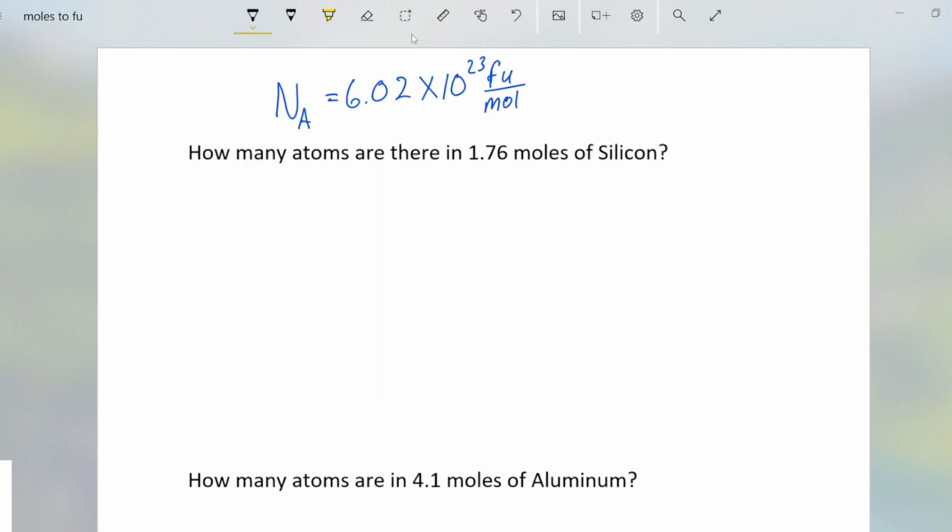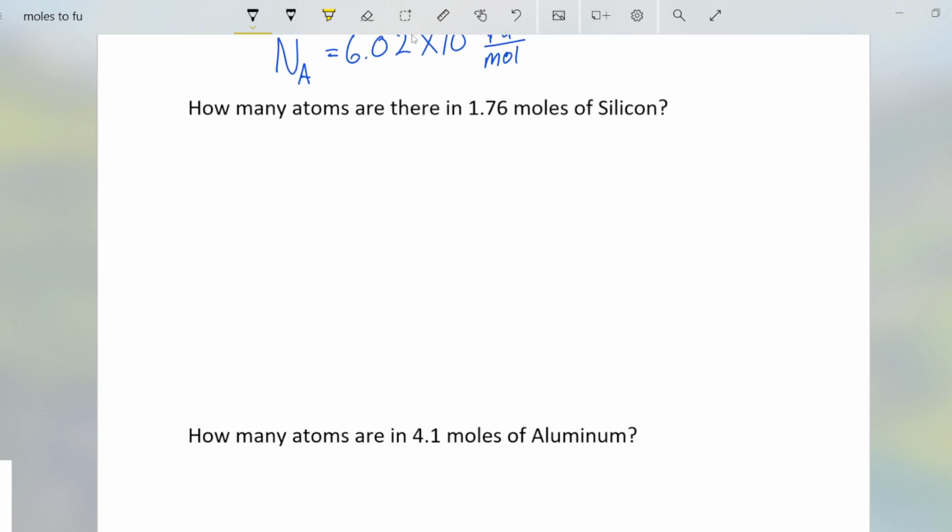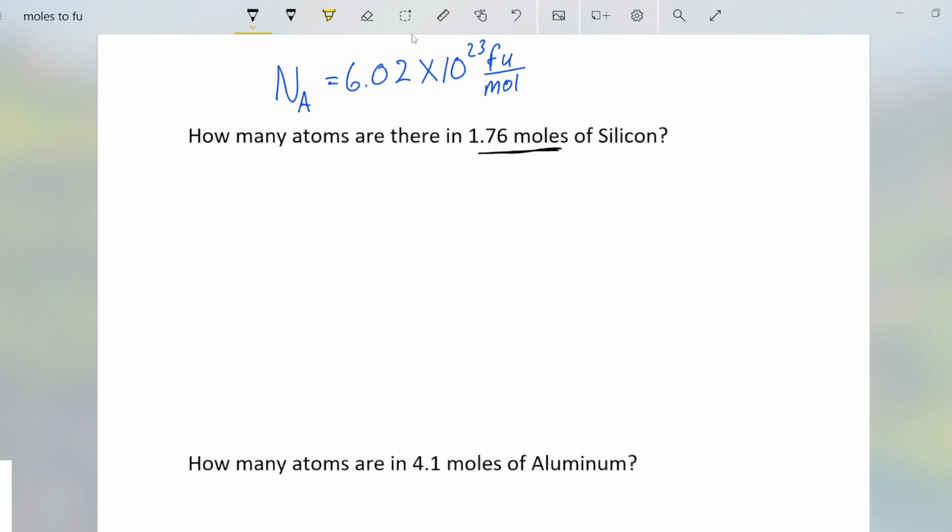So, to do these problems, the first thing we need to do is look at what we have. We have 1.76 moles. And what we want are these formula units, or in this case, they'll be atoms, because silicon, like I said, is a pure substance, or just elements. So at first, I will write out my 1.76 moles. And then I do my little boat thing, right? So here's my above deck and my below deck. Remember, we're on Mole Island right now because we have 1.76 moles.